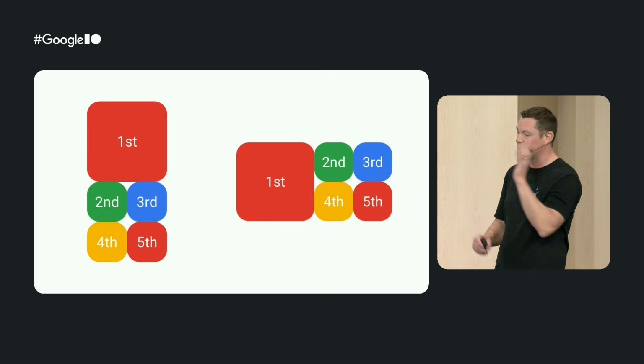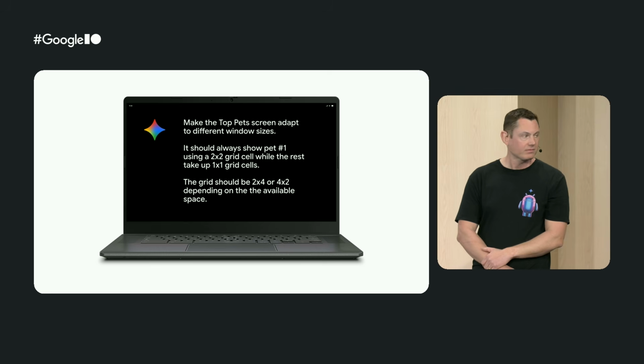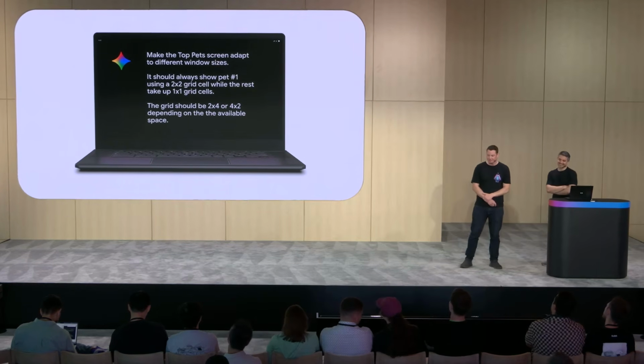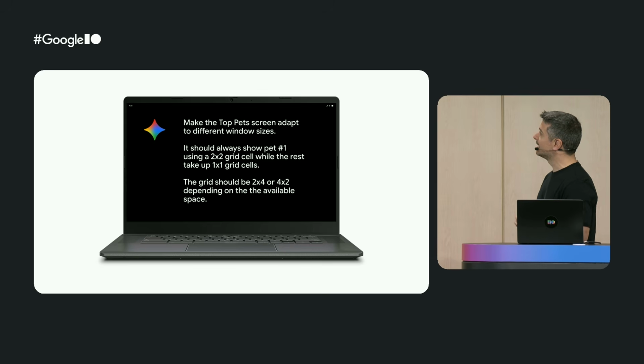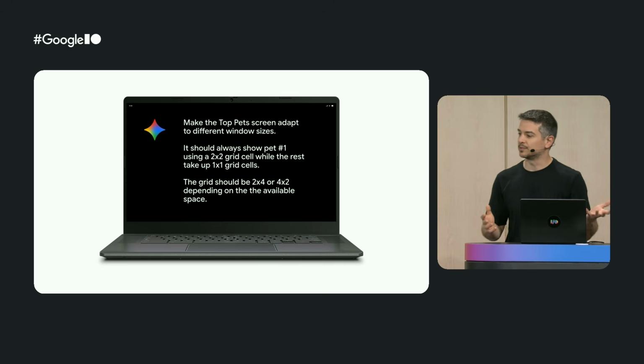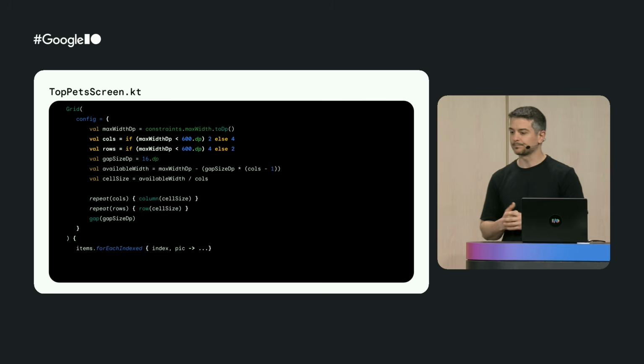OK, so this is like my vision. We can have a 2x4 grid on mobile portrait, and then on larger screen devices, we can switch to a 4x2 grid. Beautiful. We'll see. All right. So again, we don't need to tell the model exactly how to use the API. We just need to describe what we want. So: make the top pet screen adapt to different window sizes. It should always show pet number 1 using a 2x2 grid cell, while the rest take up 1x1. And the grid should be 2x4 or 4x2, depending on the available space.